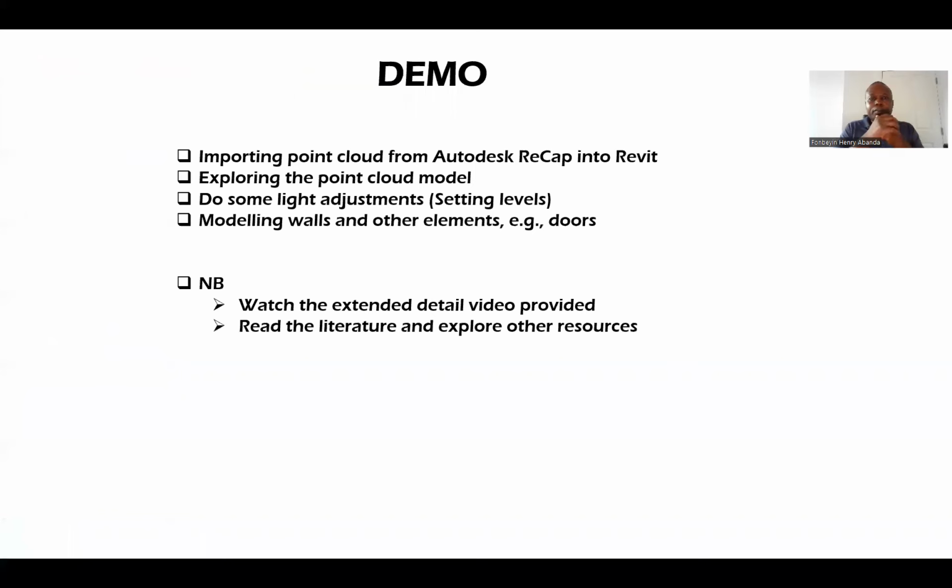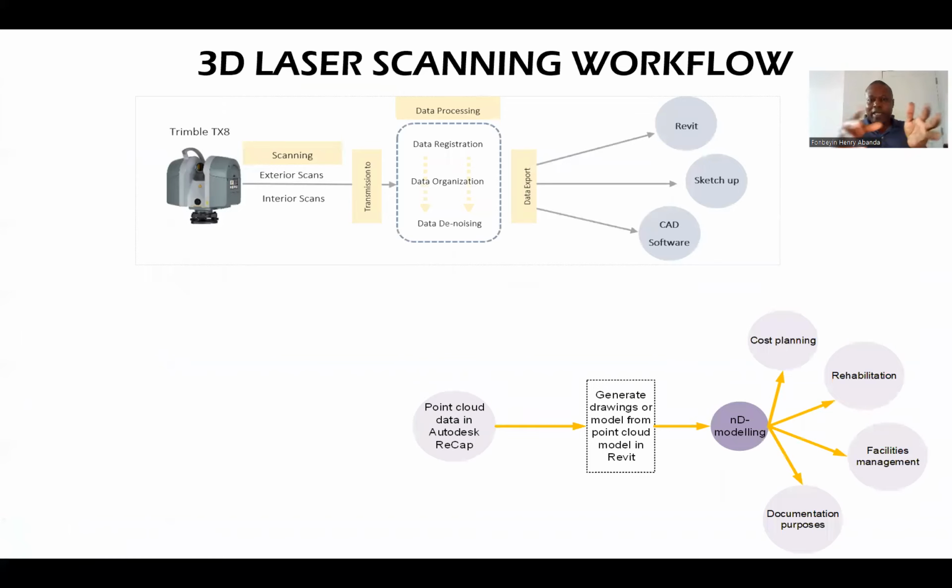Before I move on to this demo, I would like, first of all, to again emphasize this. We are now focusing on our 3D laser scanning, where we said we have to capture the data of the building or property using a 3D laser scanner. And we've seen so many of them. Trimble TX8 is one of them, Faro is one of them, Leica is one of them.